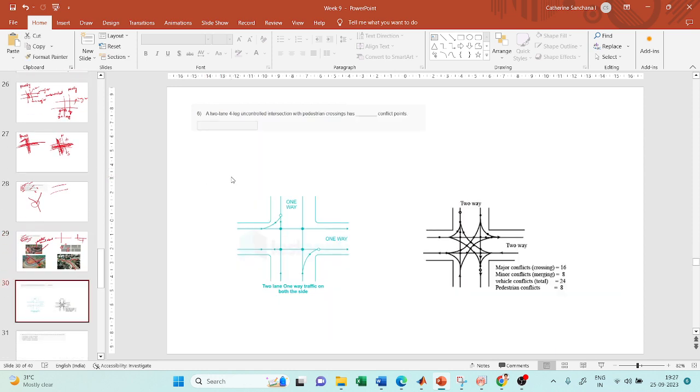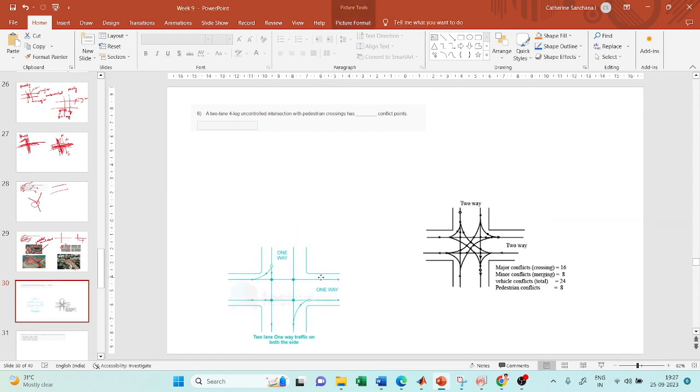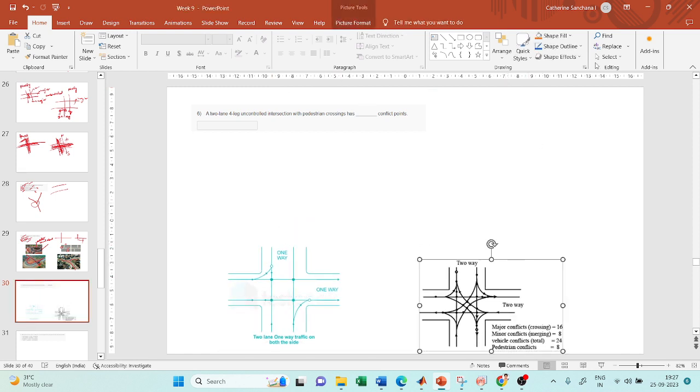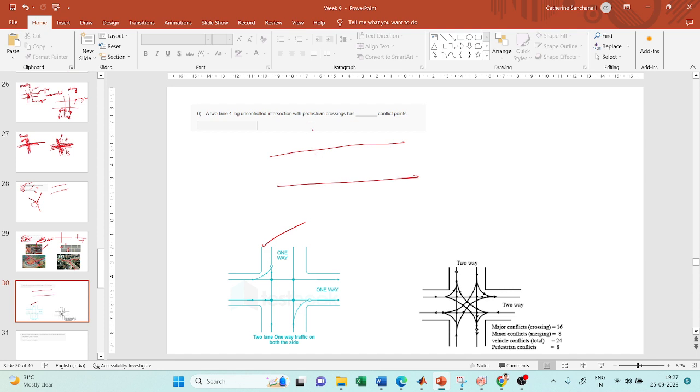Now moving on to the next question. So let us come to conflict points. Okay, a two-leg. So before that, let us understand what conflict points are. Let us take a simple example. In this case, okay. So you have two roads crossing each other, and they both are one-way roads. Okay, two-lane, one-way. Okay.